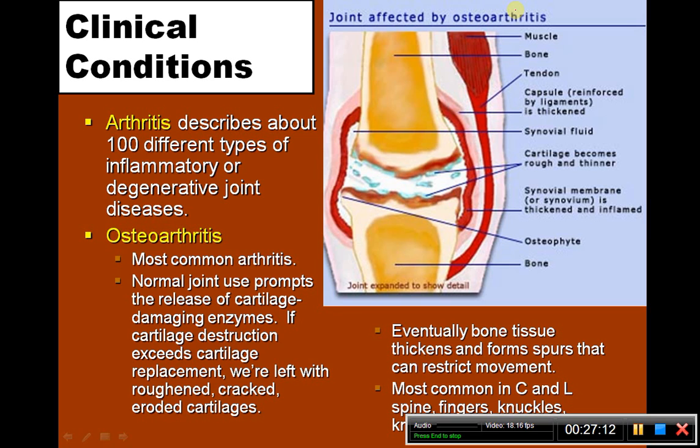And then you get these little things. Basically, they're like spurs. They're called osteophytes. They're little tiny fragments of bone that get in the joint. So every time you move, it's almost like having sand in the joint. It just rubs and makes it worse.